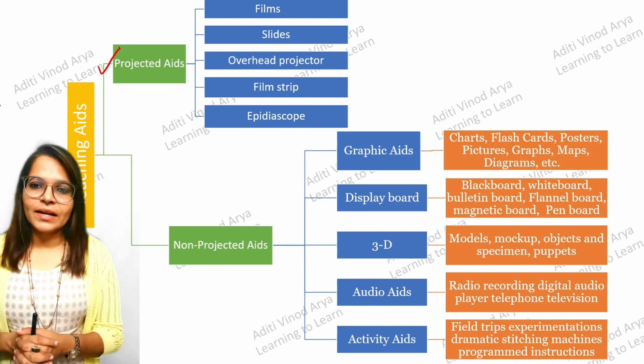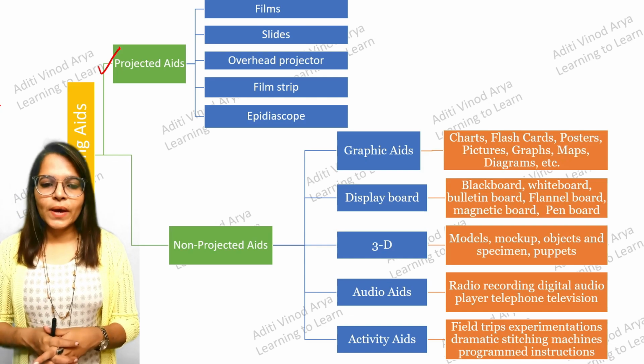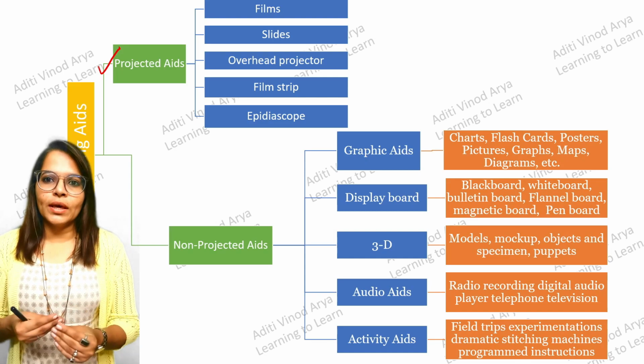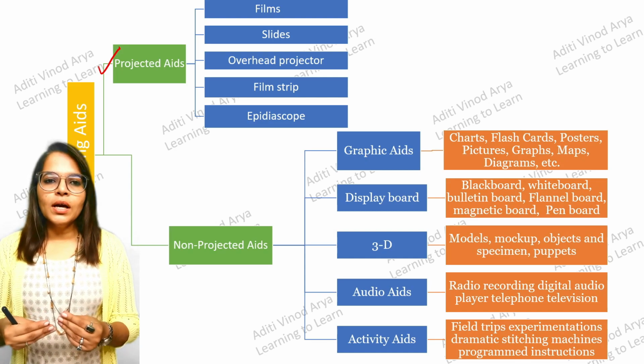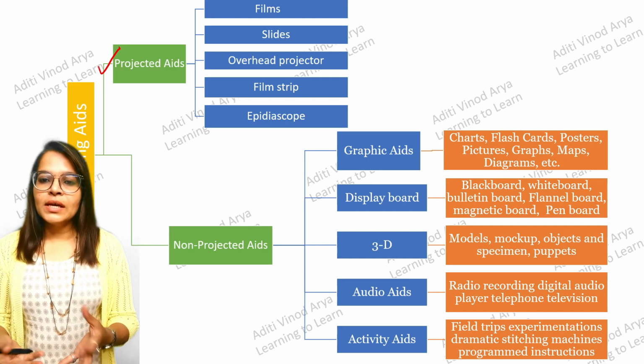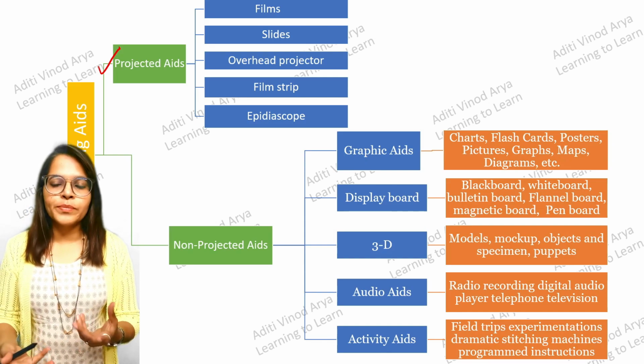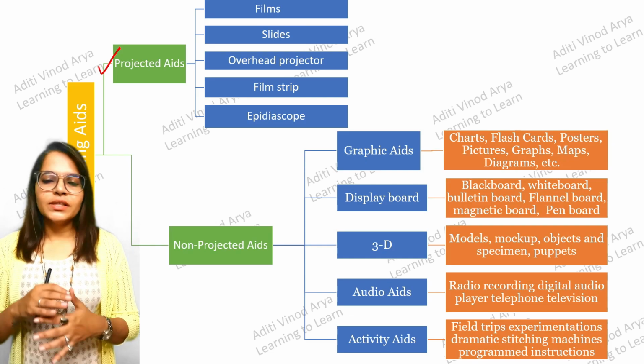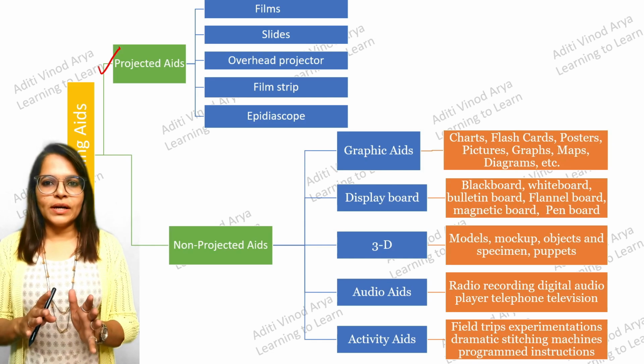And the last is activity aids. Activity aids is where you make the children learn by doing. So how are they going to do it? They are going to do it through field trips, experiences, workshops, all that. So these are the classifications of teaching aids. These are very easy to remember. I hope you'll understand this.